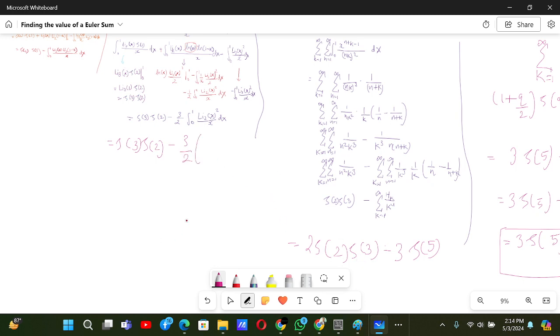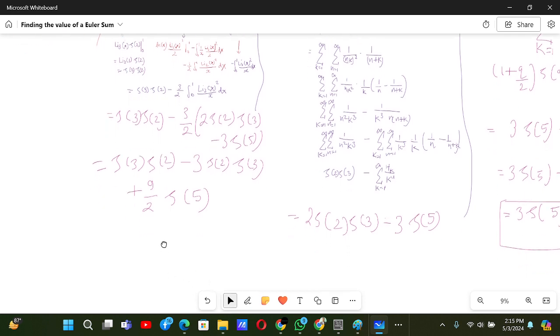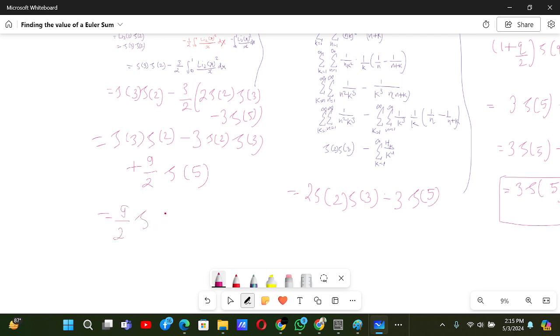Now this is 2 times zeta 2 zeta 3 minus 3 zeta 5. So that gives me zeta 3 zeta 2 minus 3 zeta 2 zeta 3 plus 9 by 2 zeta 5. Is that it? Yeah, I think it is. Okay, nice. Now this is 9 by 2 zeta 5 minus 3 zeta of 2 zeta of 3. Sorry, 1 minus 3 is minus 2. Okay, 9 by 2 zeta 5 minus 2 zeta 2 zeta 3.